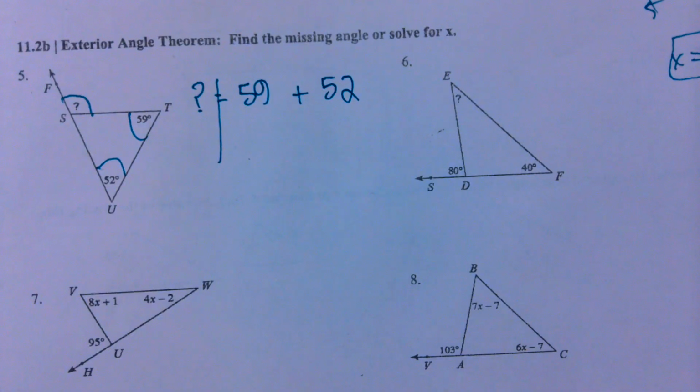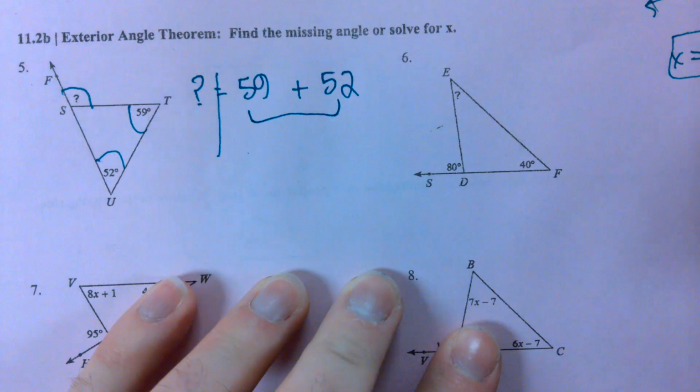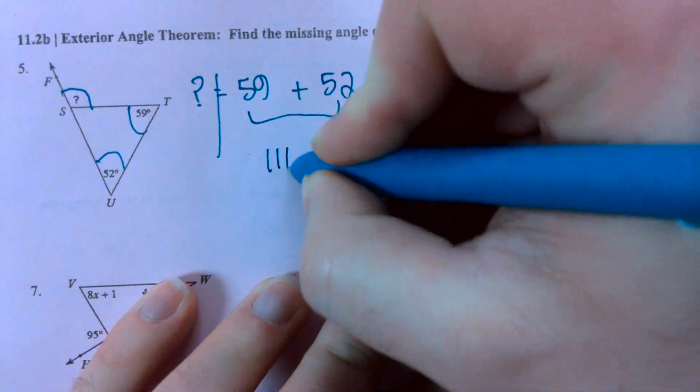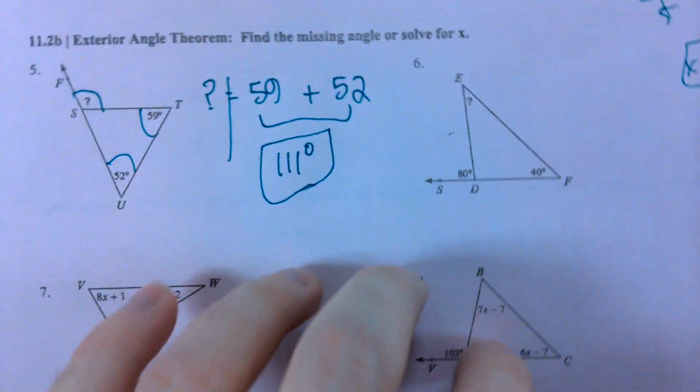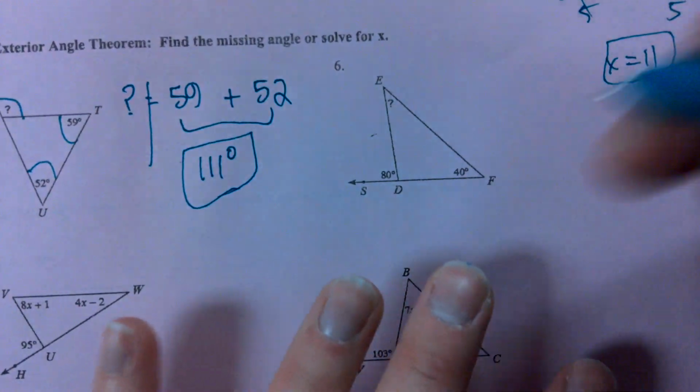So all we have to do is add the inside angles together and set them equal to whatever the outside angle is. What is 59 plus 52? 111 degrees. There's our answer right there. All we had to do is add those two numbers together. Pretty easy, right?